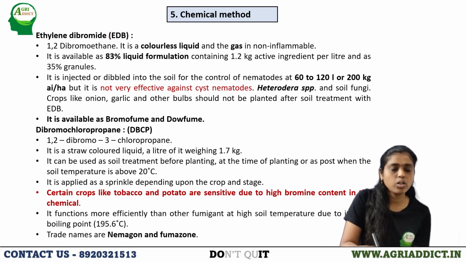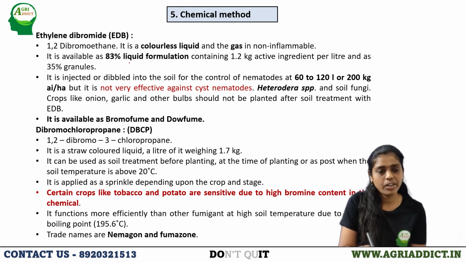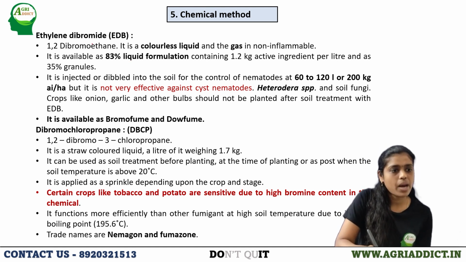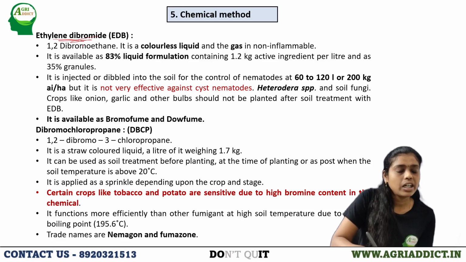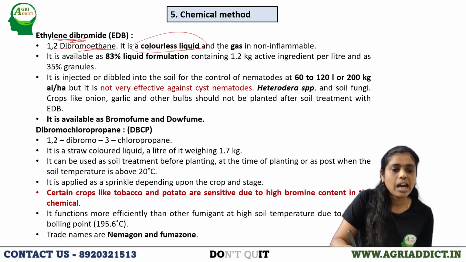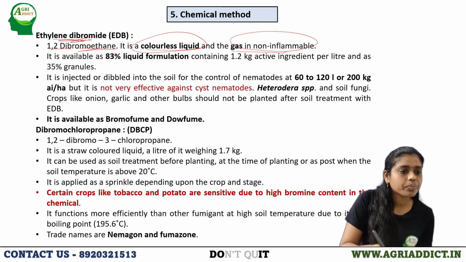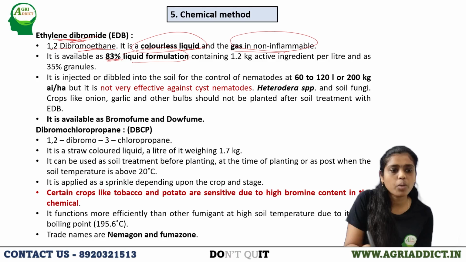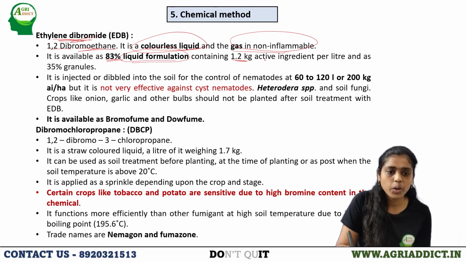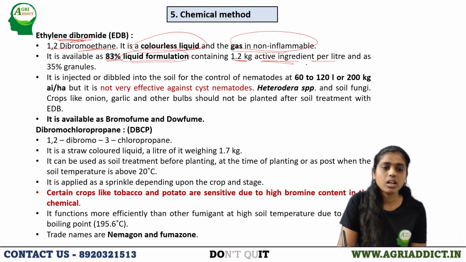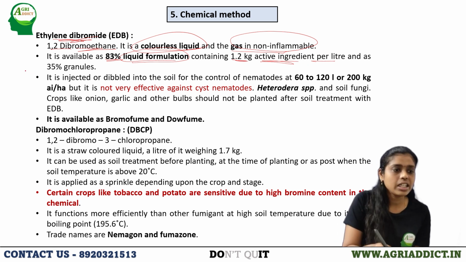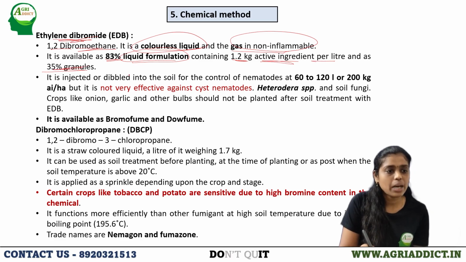Let us know some of the properties of the different chemicals which are used for the management of nematodes. First is ethylene dibromide. Its IUPAC name is 1,2-dibromoethane, and it is a colorless gas, and the gas is non-flammable. That means it cannot catch fire. It is available as an 83% liquid formulation containing 1.2 kg of active ingredient per liter, and it can also be available as 35% granules. So it can be used as a soil fumigant also.